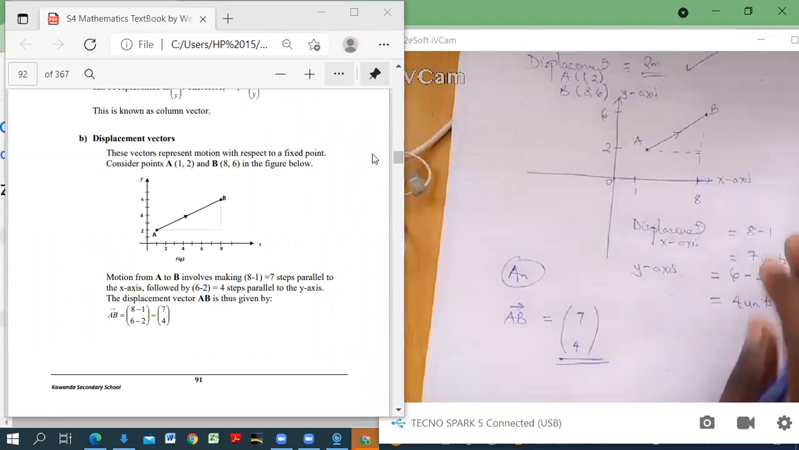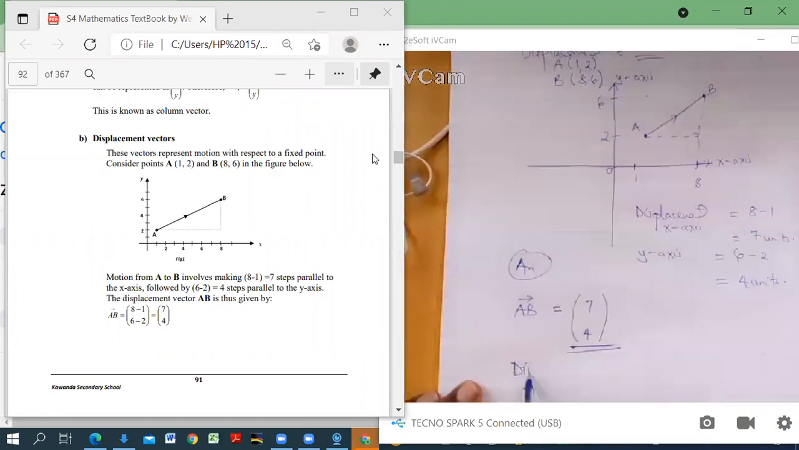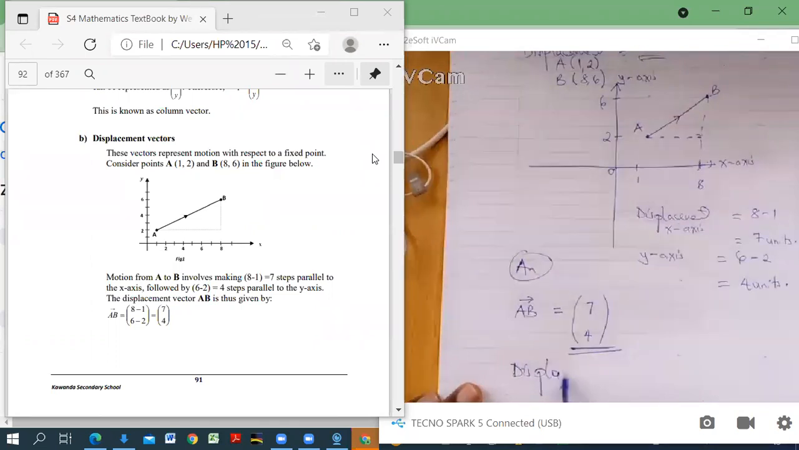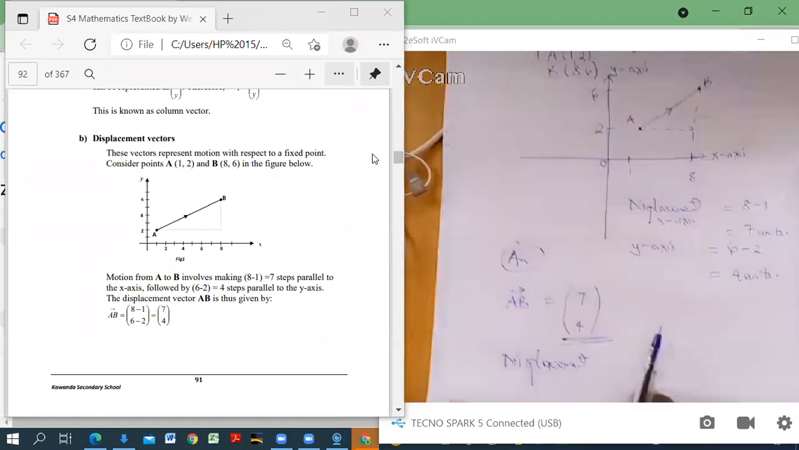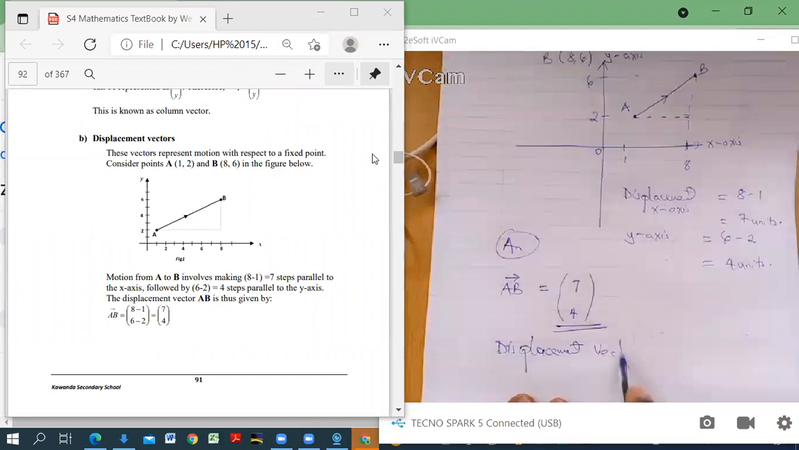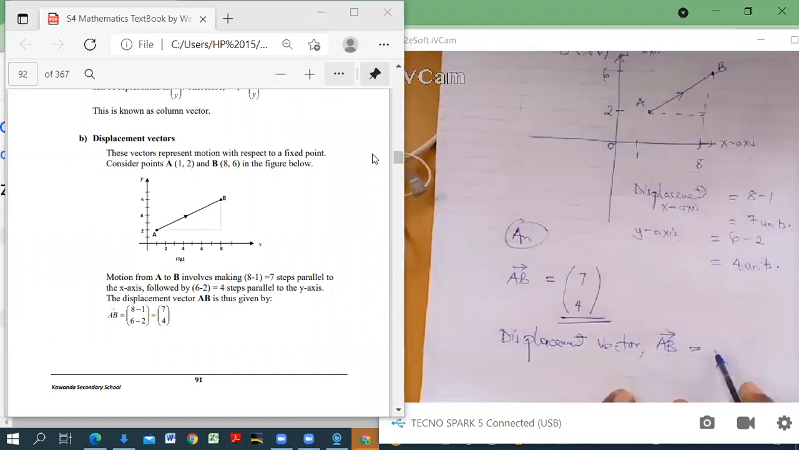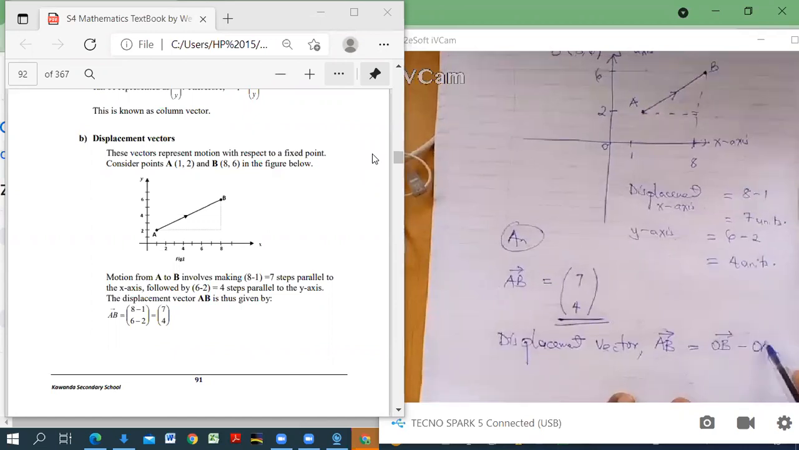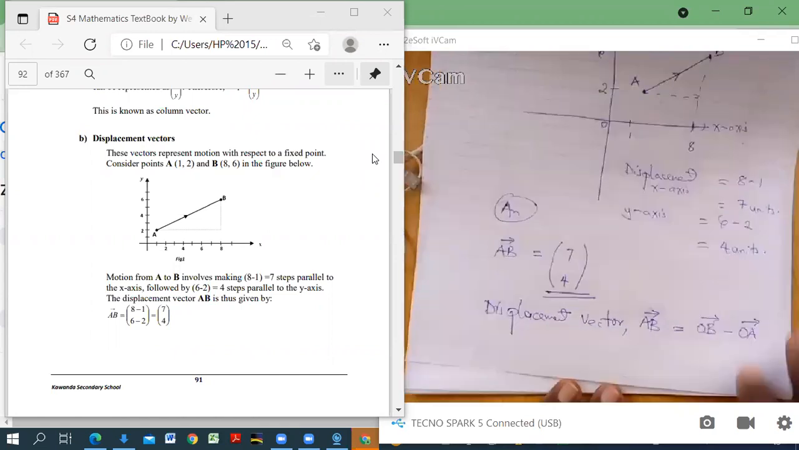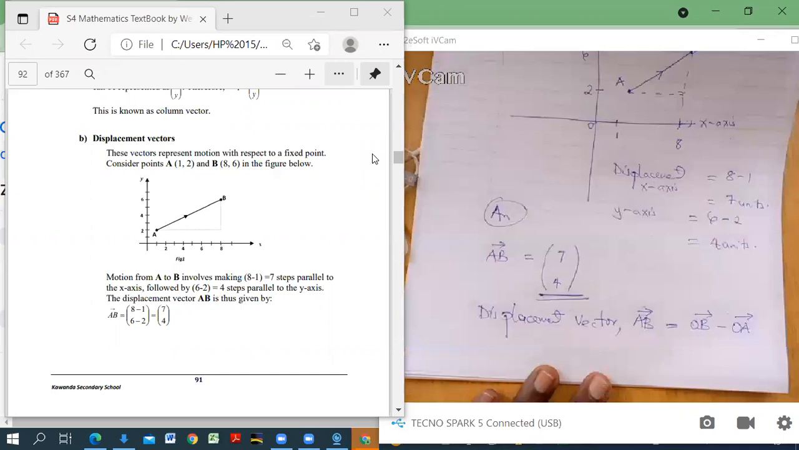Now, using formula, displacement vector, I'm now giving the formula, okay? Displacement vector AB will be just the same as OB minus OA. Are you together? So can we prove whether our answer is correct? We want to prove this answer.